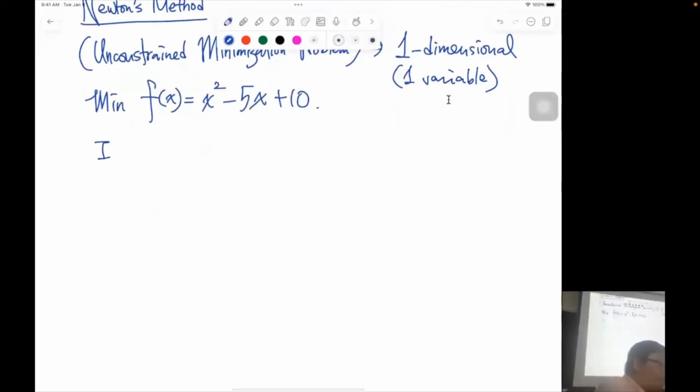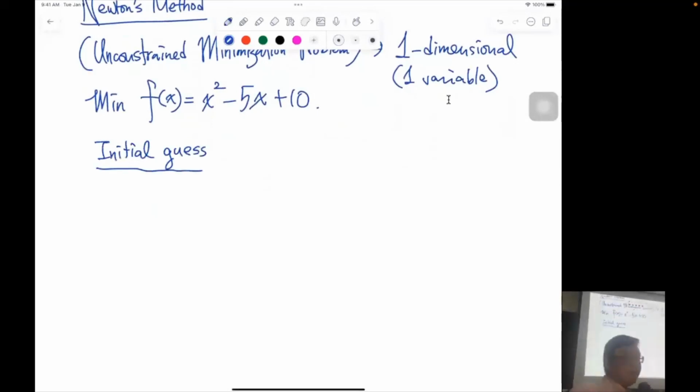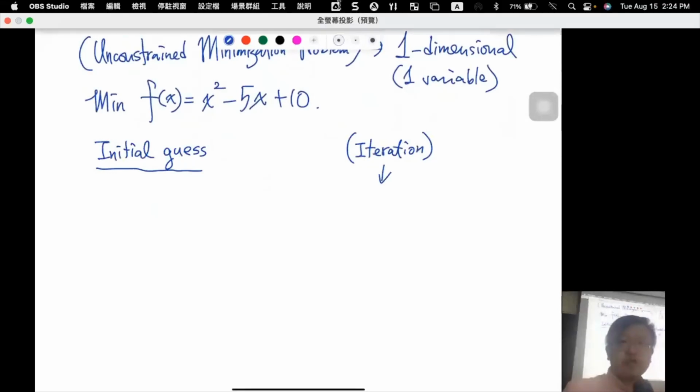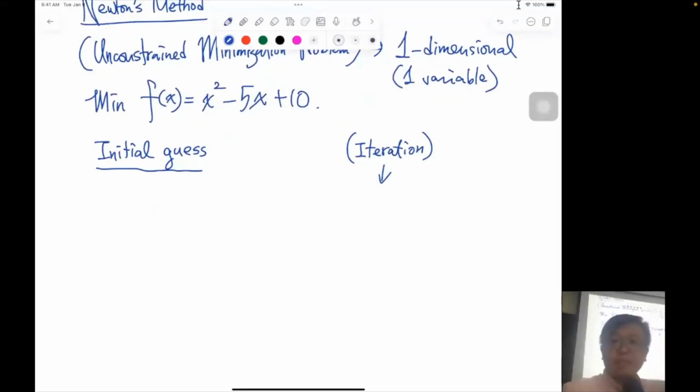I need to have an initial guess. And we're going to iteratively solve it. There's a terminology called iteration. What is iteration?